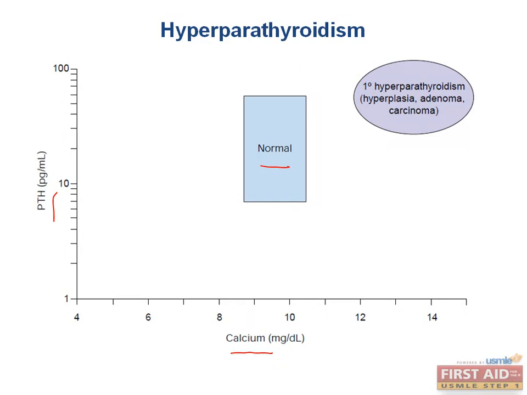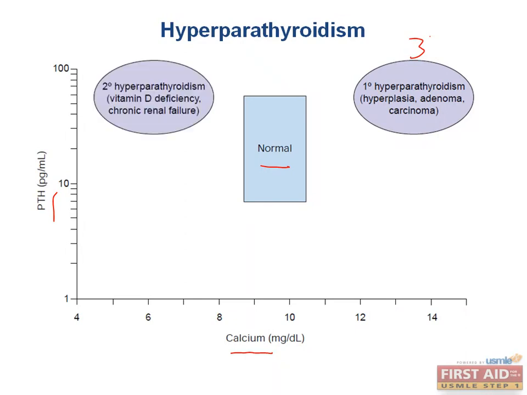Similarly, you will find tertiary hyperparathyroidism also in this upper right hand quadrant. Now, where would you expect to find a patient with chronic kidney disease? Good, the left upper quadrant. And this is because they have secondary hyperparathyroidism, in which their body is responding to low calcium levels and producing more PTH.